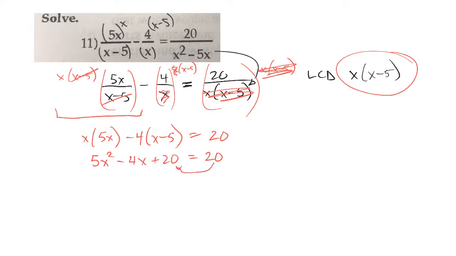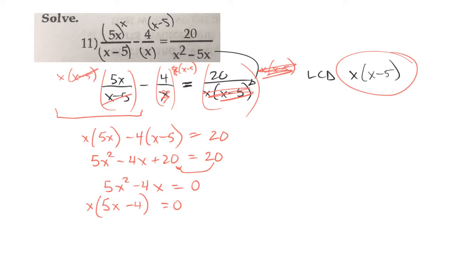Then I'll bring this over to this side and subtract. And they cancel, so this is all I have. To solve this, I'll factor it. Since there's only two terms, I'll get a common factor. I think the common factor is x. And then this will be 5x minus 4 is equal to 0.